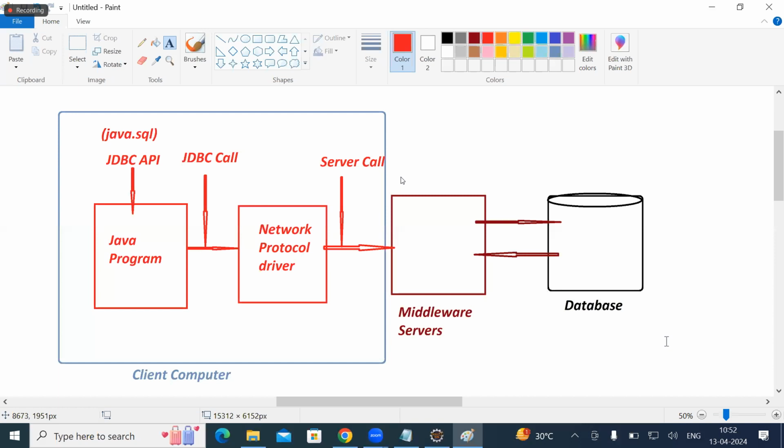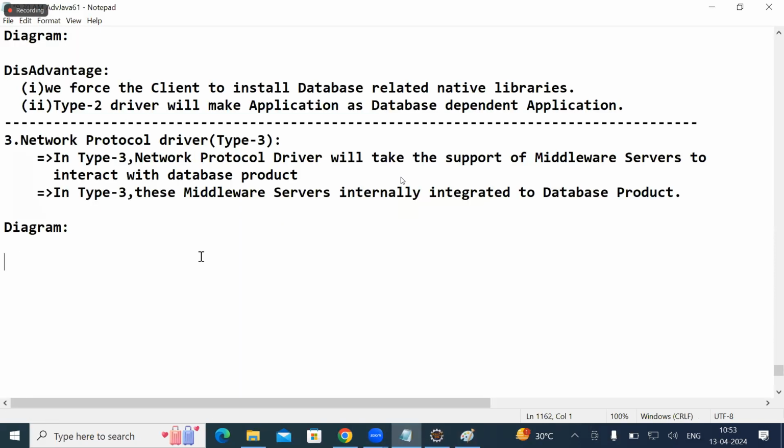The drawback in type 3 driver is that network related code is involved in the Java program, execution time increases and performance is degraded. Make a statement: disadvantage.